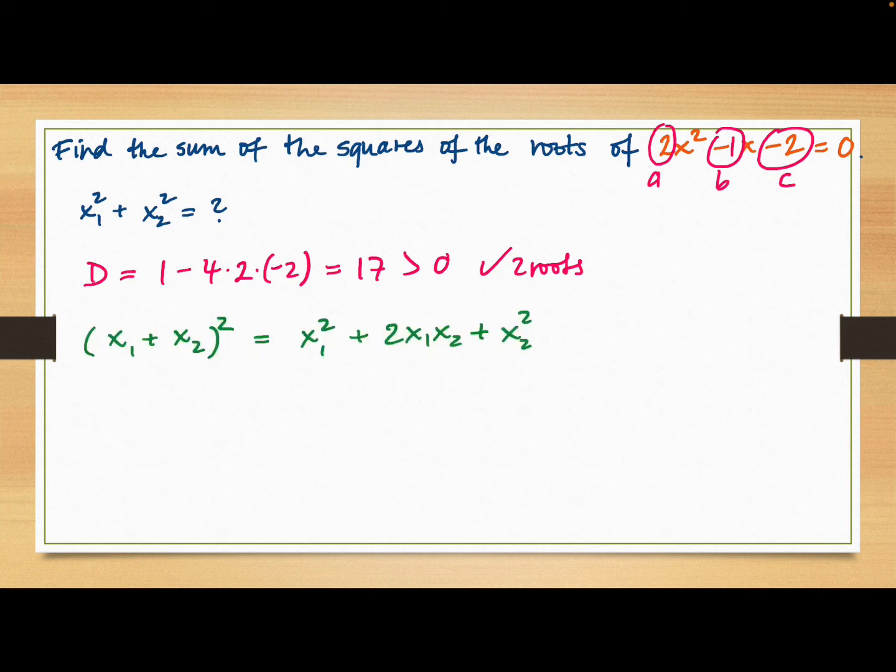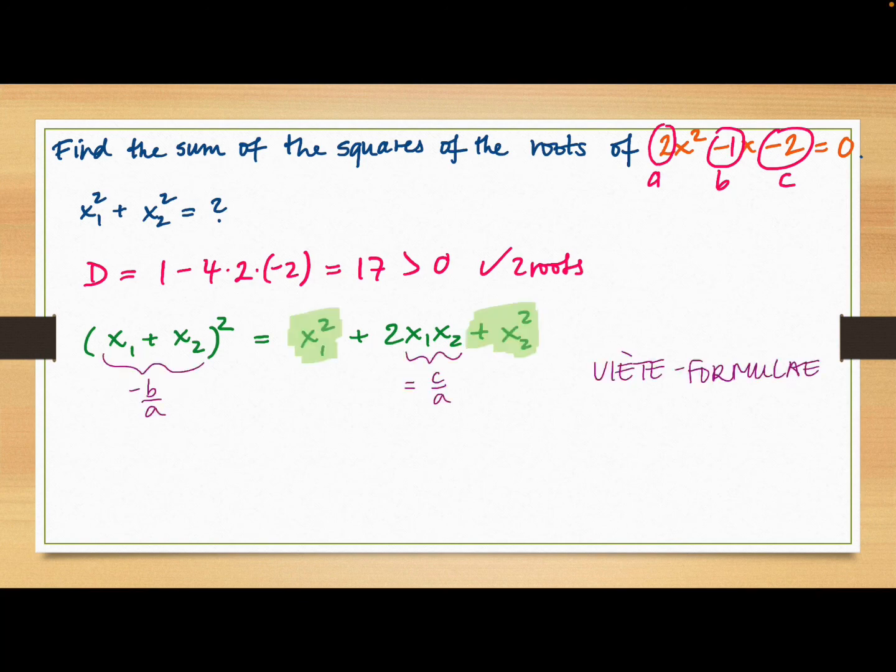Now, why is this helpful? It's helpful because here appears the sum of the two roots, which we can work out easily using the coefficients a and b. Here the product appears, which we can again work out easily using the constant terms c and a. And then x1 squared plus x2 squared is what we are looking for.